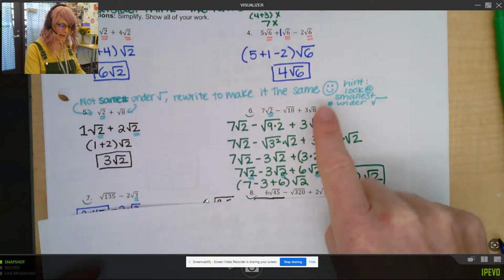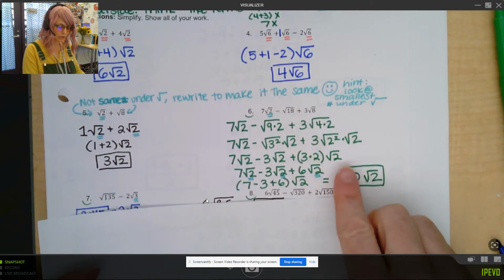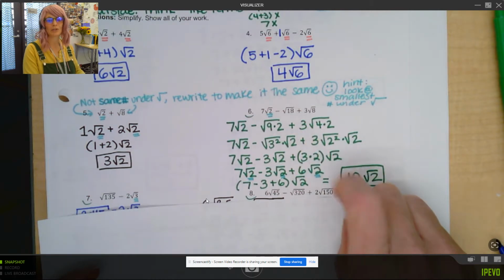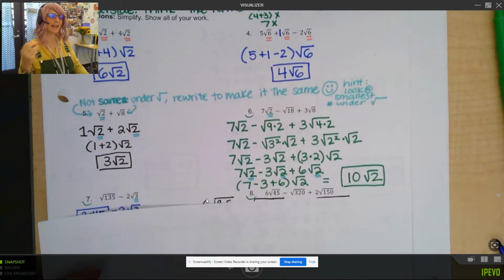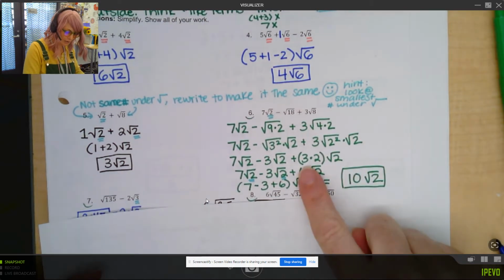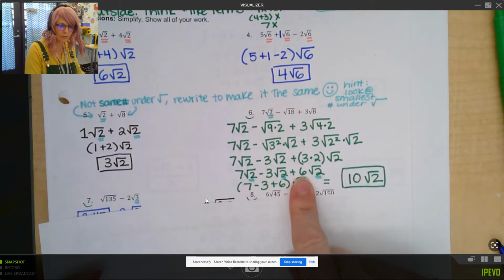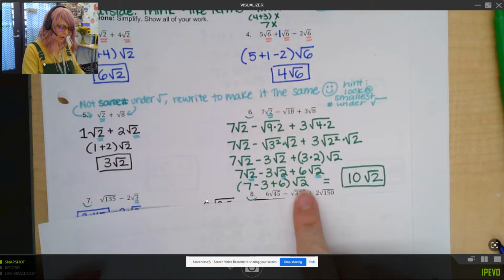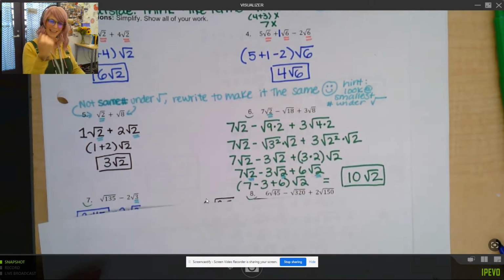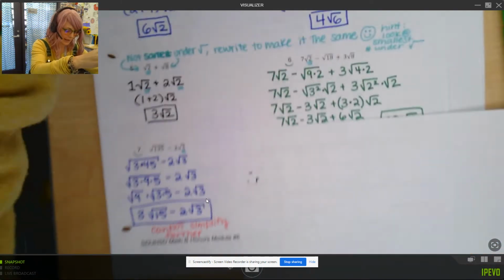And when I look up at 3 square root 8, I know square root of 8 is 2 root 2. Number on the outside 3 times the new number on the outside 2. Numbers on the outside times numbers on the outside. Simplify, simplify, simplify that radical. So 3 times 2 is 6. So we have 6 root 2. So again, we have 7 root 2 minus 3 root 2 plus 6 root 2. All of them under square root 2. So 7 minus 3 plus 6, we get 10 square root 2. Nice.